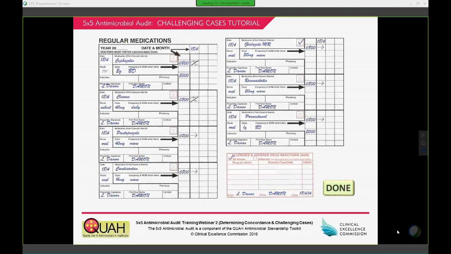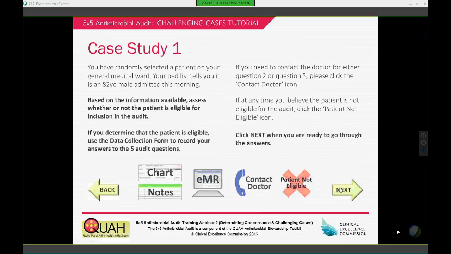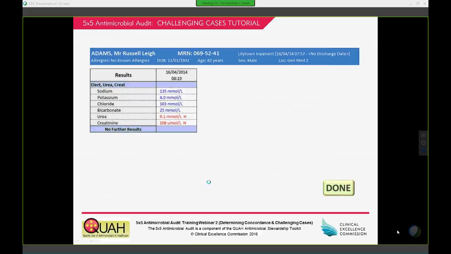So we want to make sure that that has been empirically prescribed. We'll have a quick look at the notes in the electronic medical record to see if we can find some information there. The electronic medical record isn't showing all that much, so we'll go back and have a look at the notes as well.